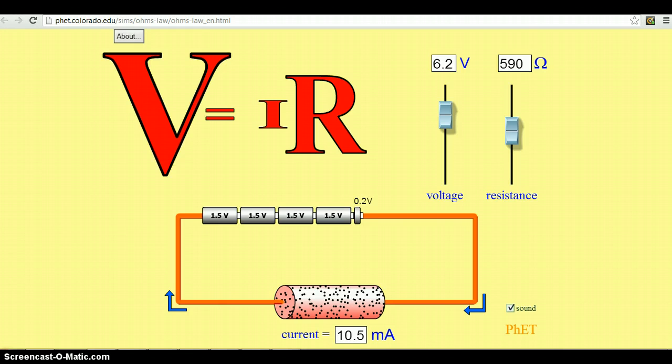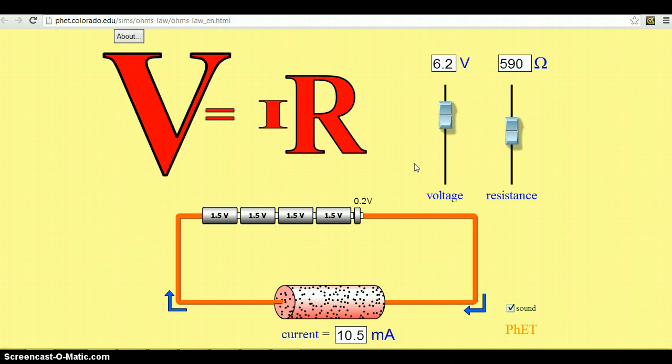As you can see, the equation for Ohm's Law is V equals I times R, where V is voltage measured in volts, I is current measured in amps, and R is resistance measured in ohms. This equation is also represented as I equals V over R.